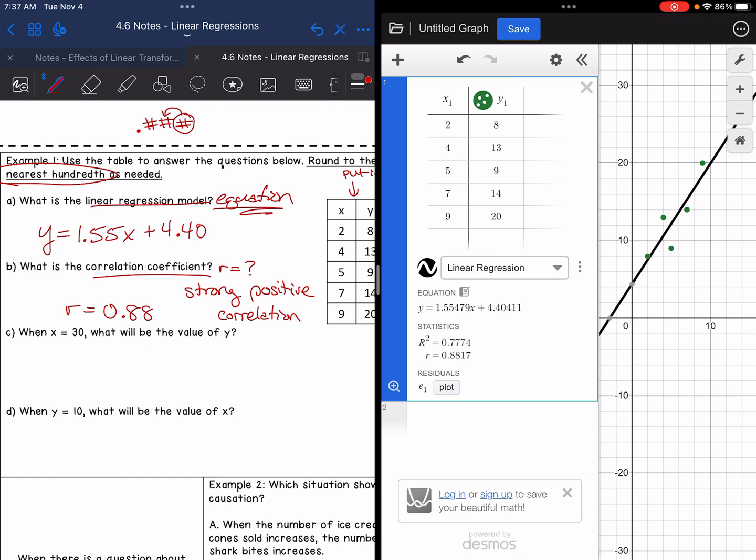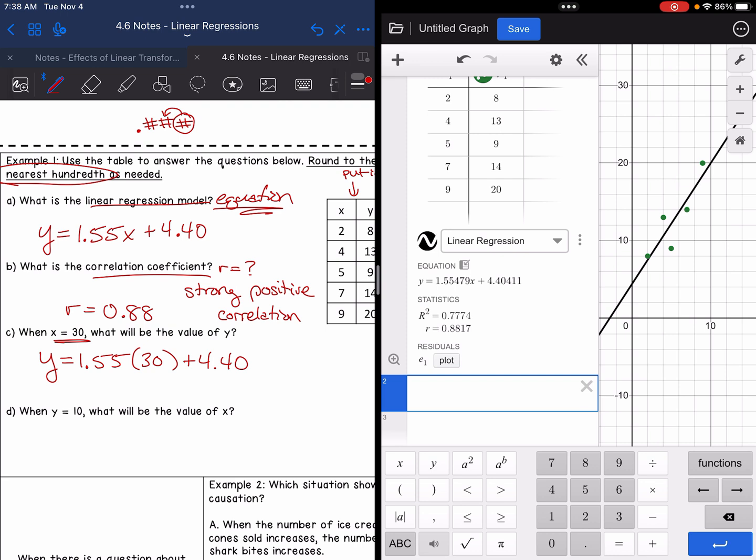All right, now next it says when x equals 30, what will be the value of y? And so we're using our regression model, and we're going to figure out what happens when x is 30. So my regression model was y equals 1.55, and then instead of an x, I'm going to put a 30 there, and then plus 4.40.